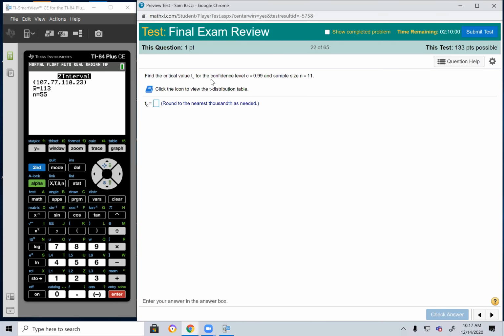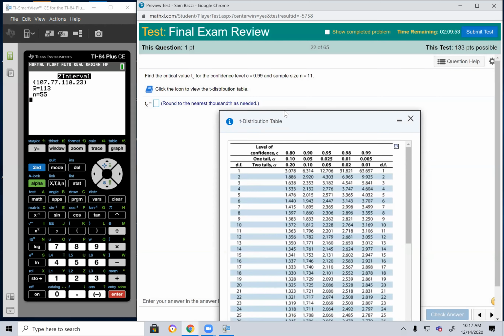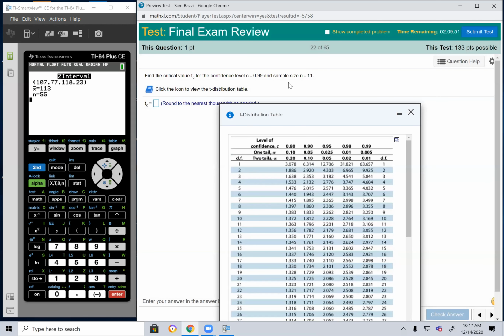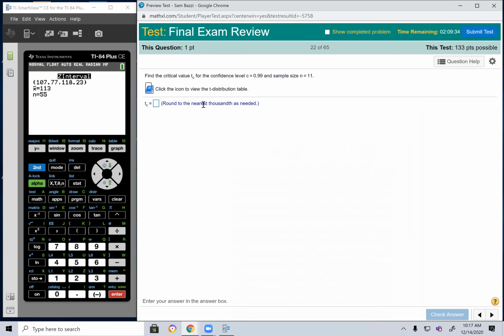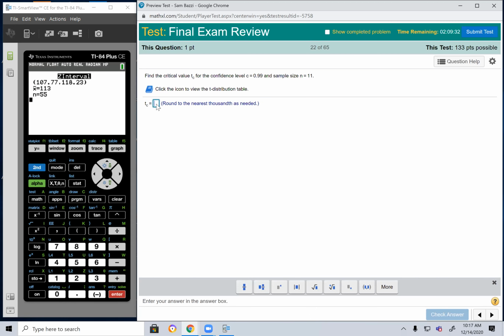Find the critical value tc for the confidence level c equals 0.99 and sample size 11. So if I show you the table, guys, for the critical value you need degrees of freedom, which is 10 here, and confidence level 0.99. Here you go. This is the 0.99, and this is the 10. It will be 3.169. Next.